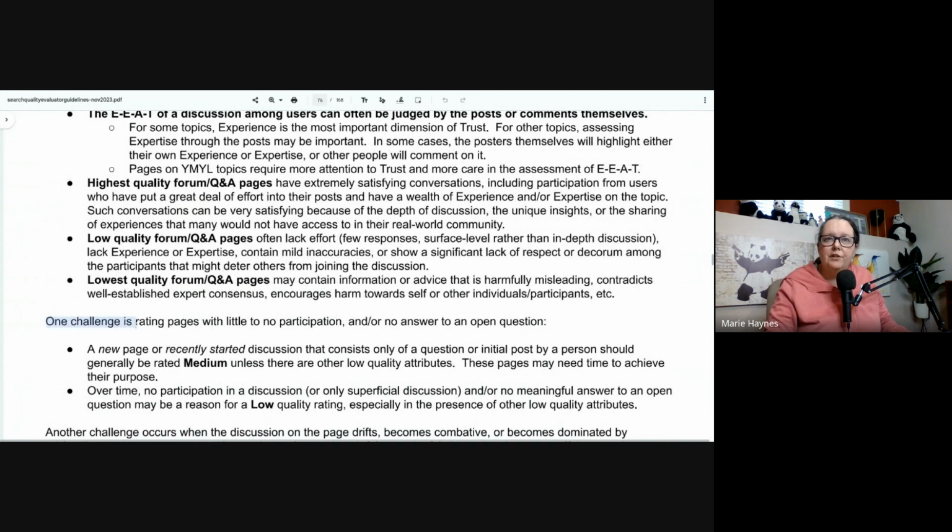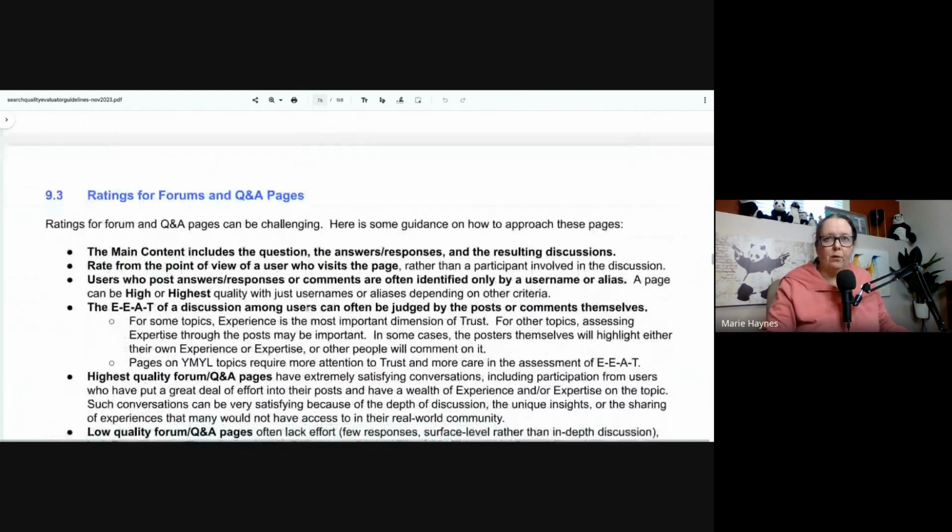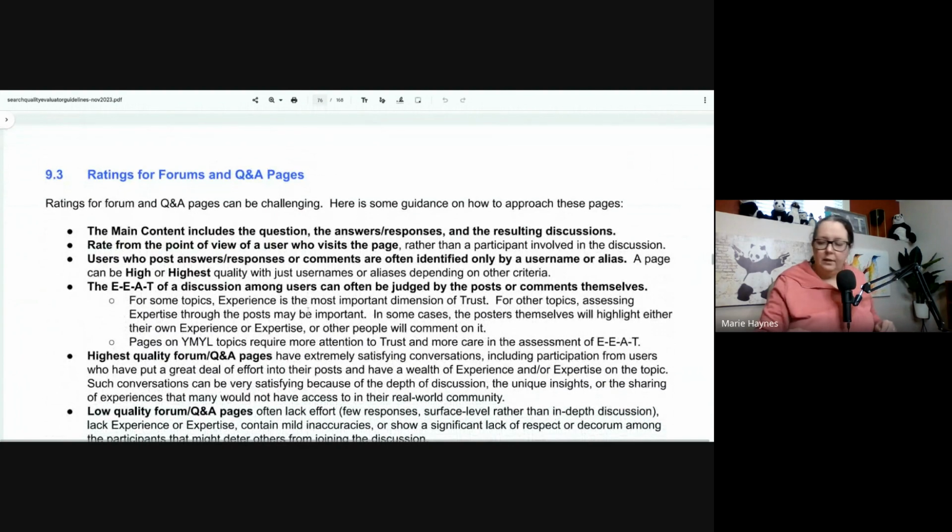Okay. One challenge is rating pages with little to no participation. Let's actually talk about forum pages. You've probably noticed that Reddit and Quora are exploding in terms of popularity on Google search. That started happening at the end of August. It wasn't really in conjunction with any Google update.